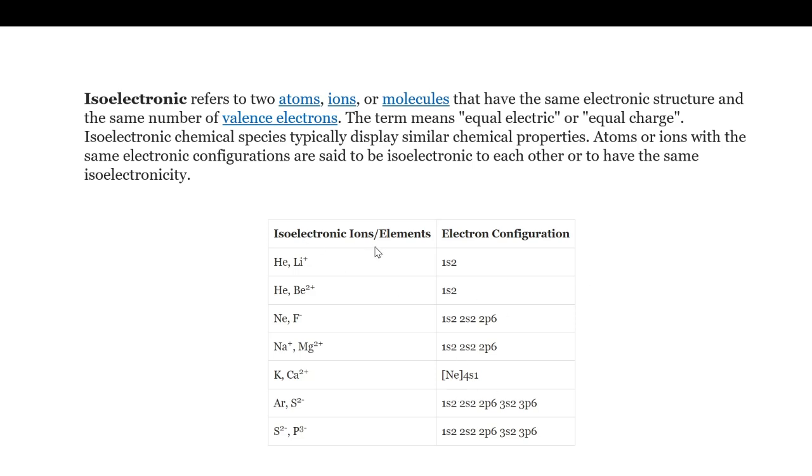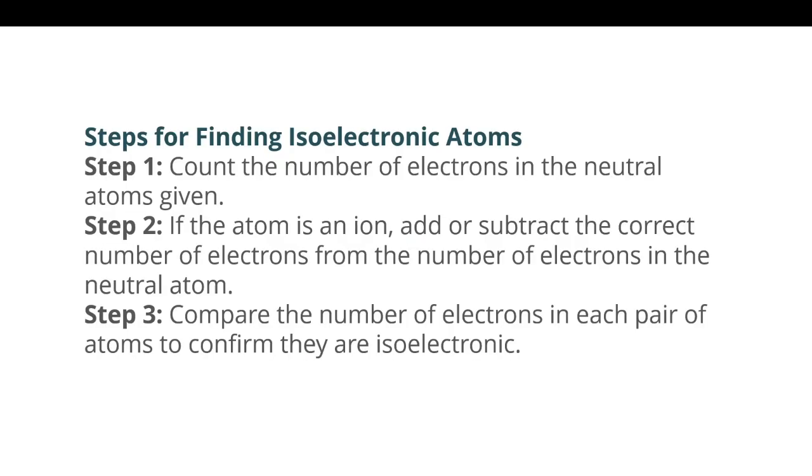This is also very useful if you know the electronic configuration. For helium and lithium plus, both of them have the 1s2 configuration, meaning they are isoelectronic to each other. Now there is a catch in how to find the net amount of electrons. For finding the net amount of electrons present in these atoms, you need to go through these steps. First, you need to count the number of electrons in the neutral atoms given.